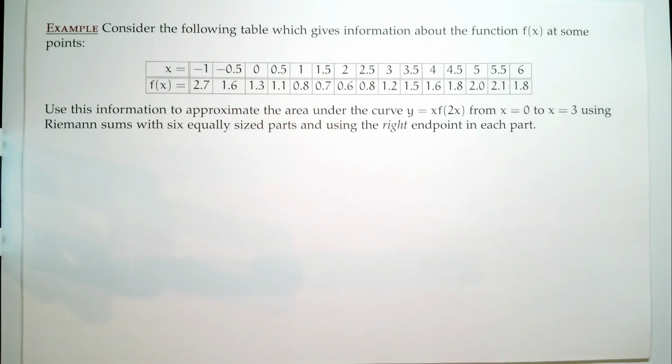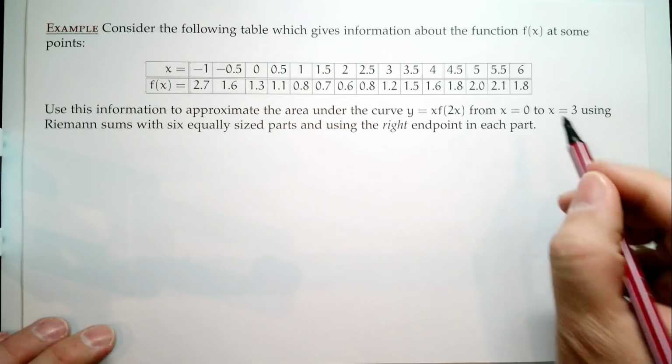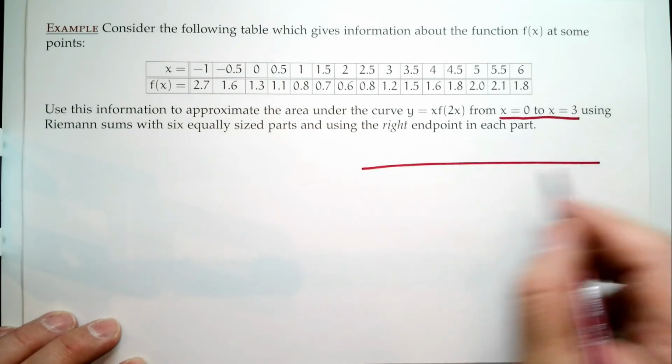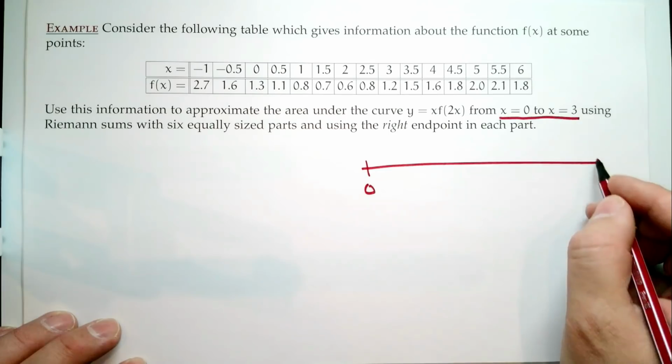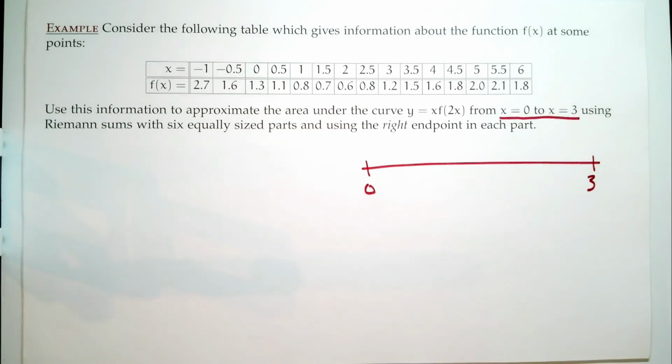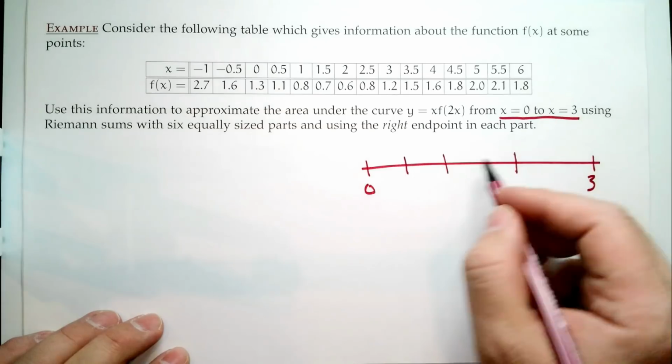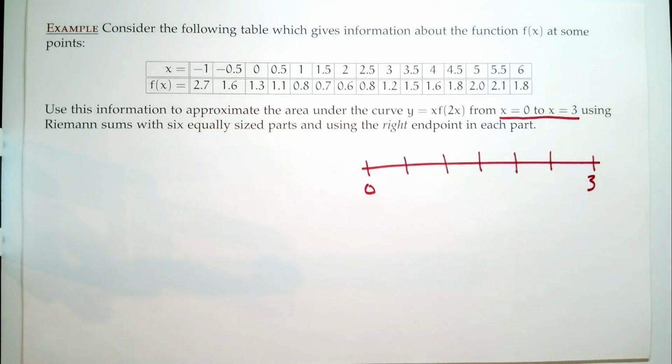So Riemann sums, the idea is we're going to break things up. Now really when we talk about breaking things up, what are we breaking up? We're breaking up our input. So x equals 0 to x equals 3. So I'm going to go from 0 to 3. And what am I doing? Well, I'm going to break this into 6 equal parts. Okay, I'll start by breaking into 3 equal parts and then break those up into equal parts. So there's 6 equal parts.